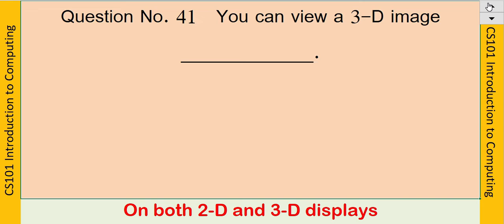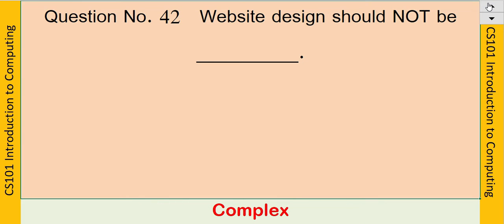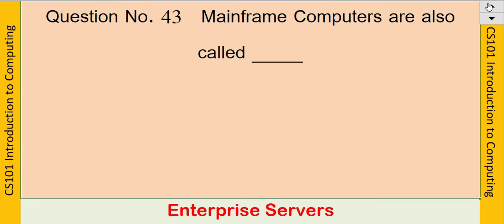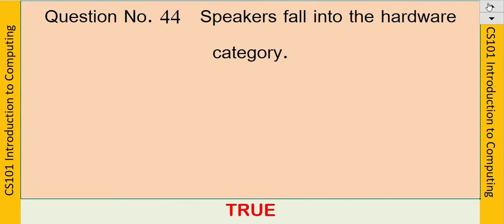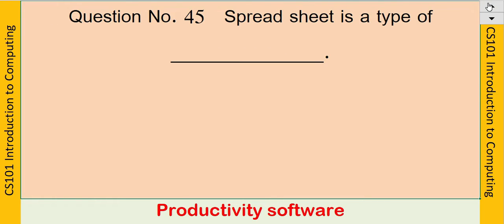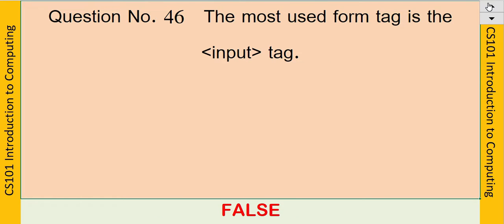You can view a 3D image on both 2D and 3D displays. Website design should not be complex. Mainframe computers are also called enterprise servers. Speakers fall in the hardware category. True. Spreadsheet is a type of productivity software. The most used form tag is the input tag.